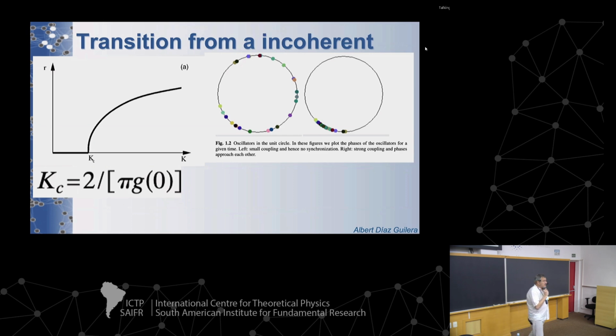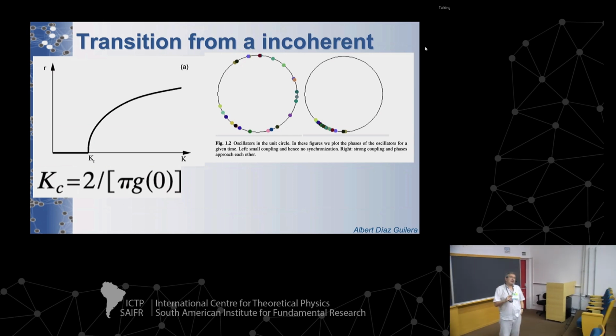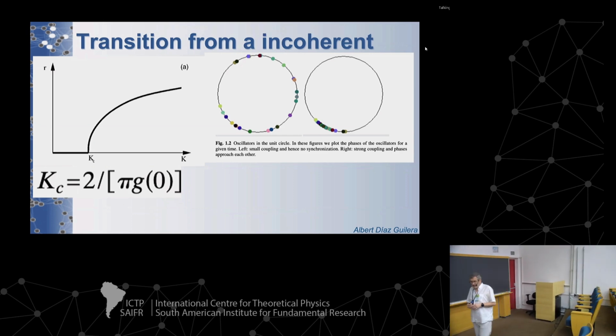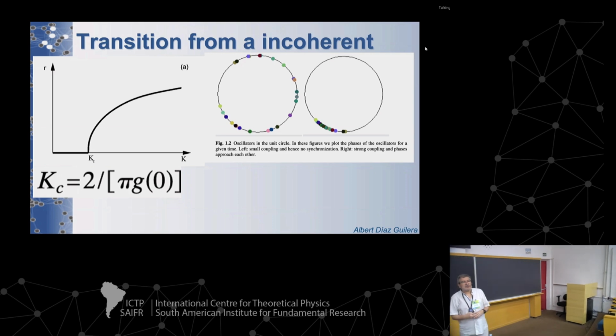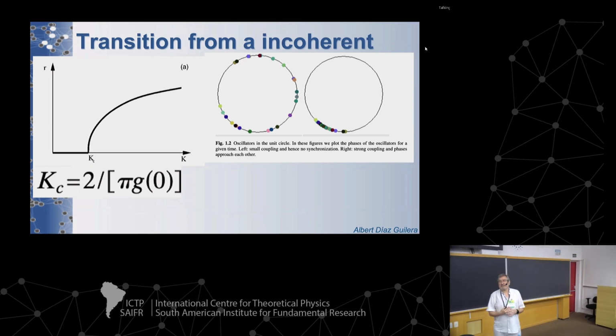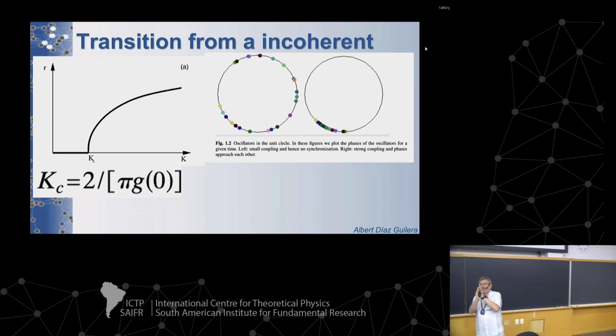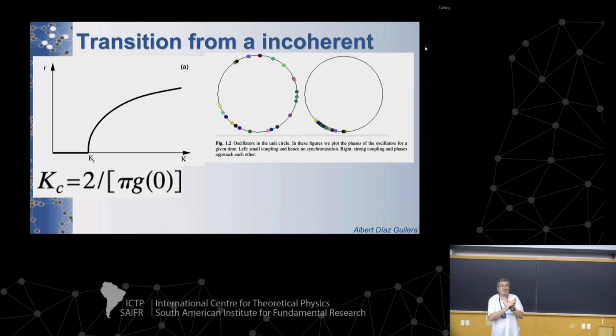Of course, there is something very important here when talking about this type of system. When we talk about synchronization, sometimes we need to relax this definition a little bit, because when we talk about synchronization, what we have in mind is phase synchronization. Phase synchronization means that at some point all the oscillators have exactly the same phase, and then they move exactly with the same velocity.